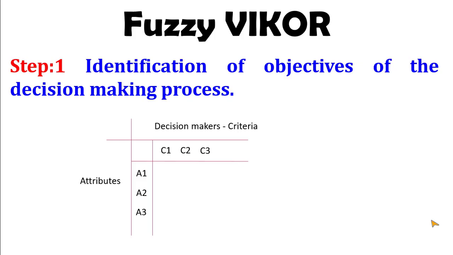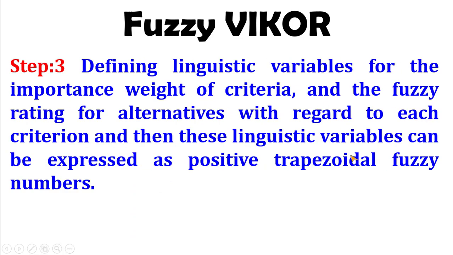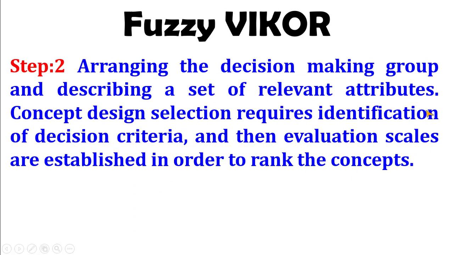To solve the Fuzzy VIKOR method, there are 7 typical steps. The first one is identification of the objectives of the decision making process. Here we will have decision makers, criteria, and multiple attributes or alternatives. Next, the second step is arranging the decision making group and describing a set of relevant attributes.